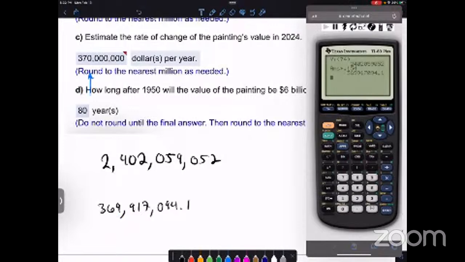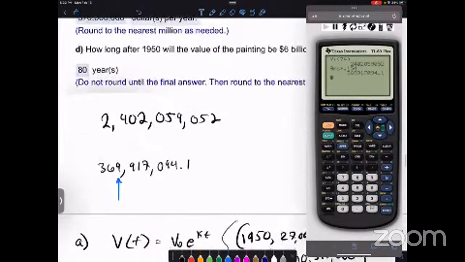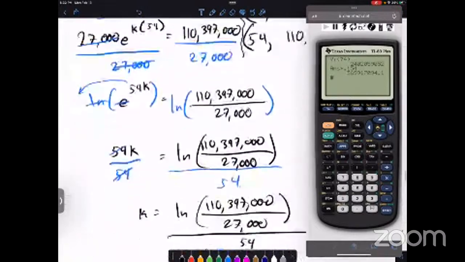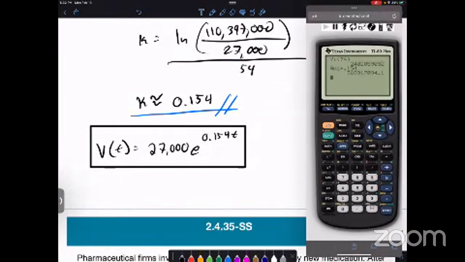How long after 1950 would the value of the painting be $6 billion? Okay. So what we would do is set our model equal to 6 billion and then solve. So I think we need to write out the 6 billion, divide, take the log.